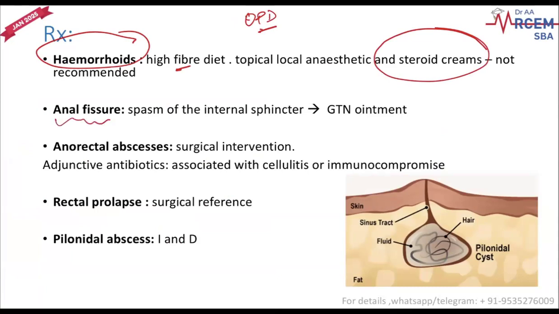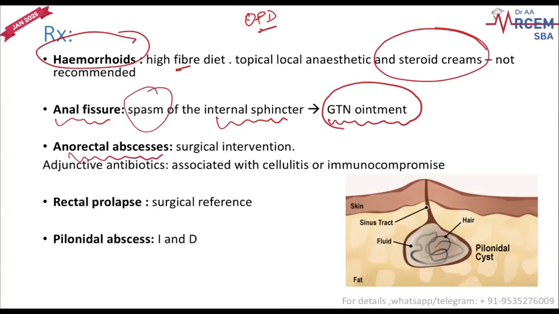Anal fissures: due to the pain they have because of the anal fissures, there are exposed nerve endings present. The internal sphincter might go into spasm. If it goes into spasm, the patient will have constipation, hard stools, difficulty passing them, and it can worsen the fissure. Usually, GTN ointments are preferred. Glycerol trinitrate ointments are available to reduce the spasm because of the anal fissures. That is the treatment, along with a high fiber diet and plenty of fluids.